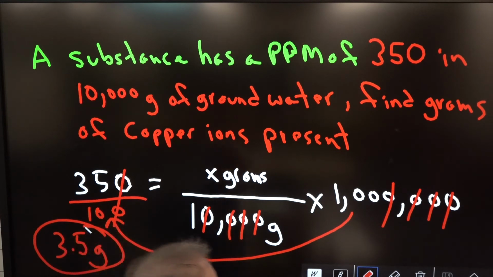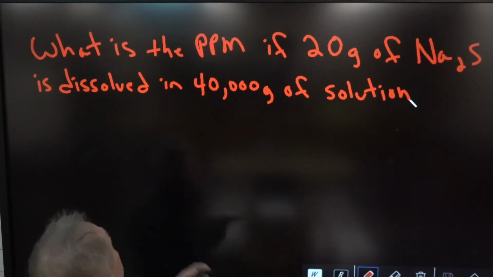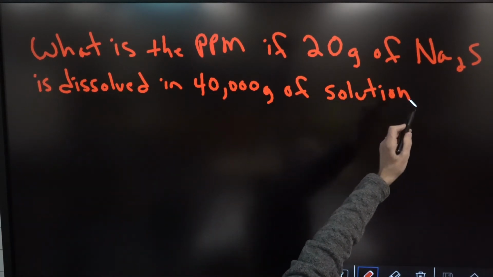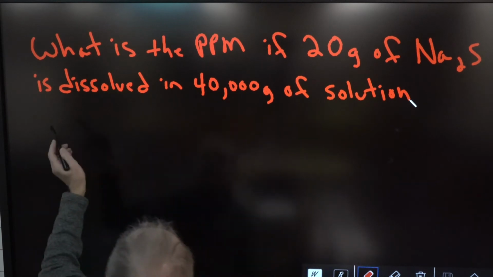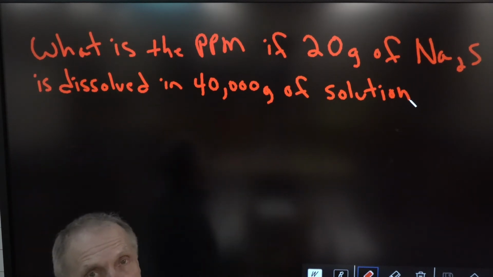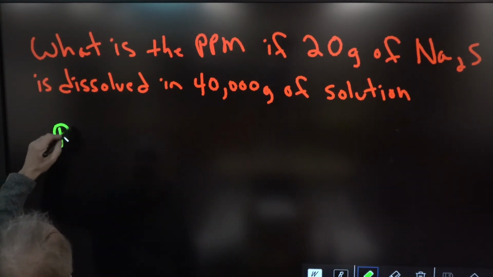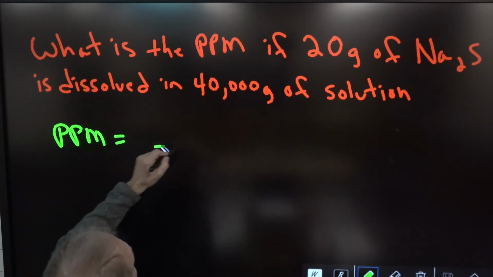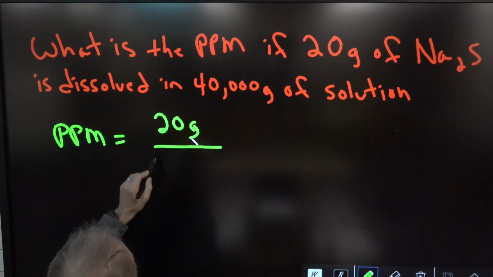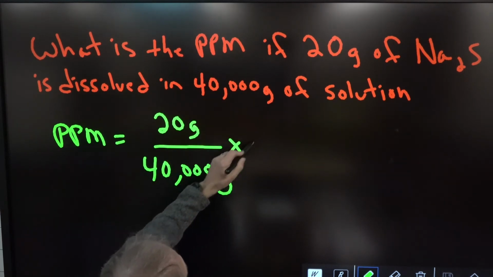Okay, let's do another. So here's another problem. What is the ppm if 20 grams of Na2S is dissolved in 40,000 grams of solution or groundwater, whatever you want to call it? So let's set it up. ppm equals grams on top, 20 grams, grams on the bottom, 40,000, times a million.